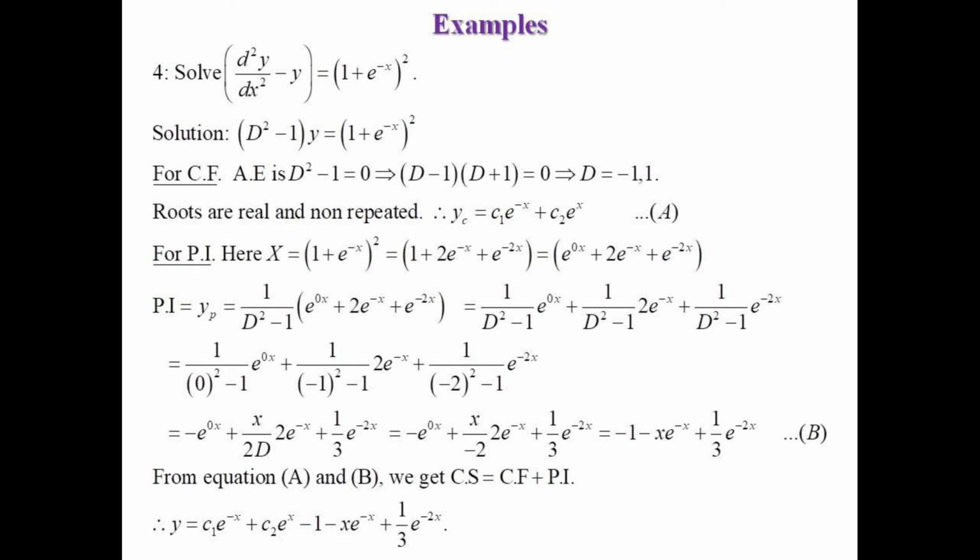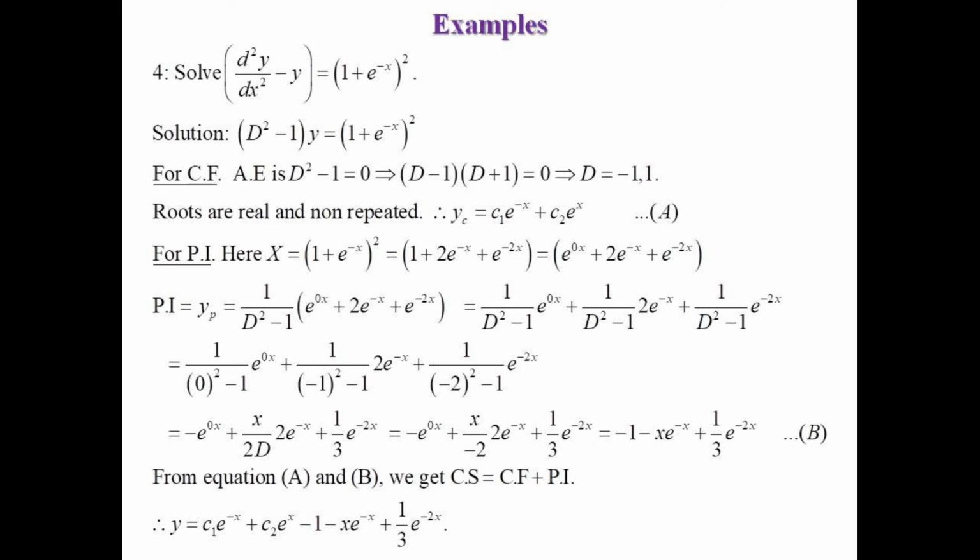We get this as 0 square minus 1 e raised to 0x. In the second term, the value of a is minus 1, so replace D by minus 1. So minus 1 square minus 1 into 2 e raised to minus x. In the third term, the value of a is minus 2, that means replace D by minus 2. So we get this as minus 2 square minus 1 into e raised to minus 2x.